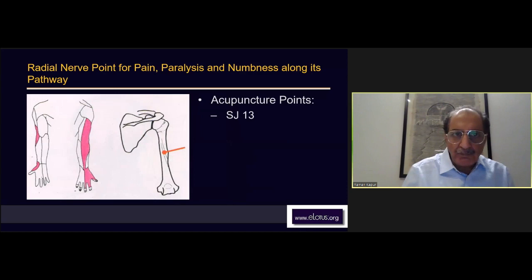Then the radial nerve point for pain, paralysis, and numbness along its pathway. Again, a very common problem which we see in our practice. On the left-hand side, the figure shows clearly the area where the patient will be complaining of symptoms, which could be either pain or numbness along that pathway. We can all see that this is the pathway of the radial nerve. And on the right side, I'm showing the acupuncture point, Triple Warmer 13, which is to be pricked for treating this condition.